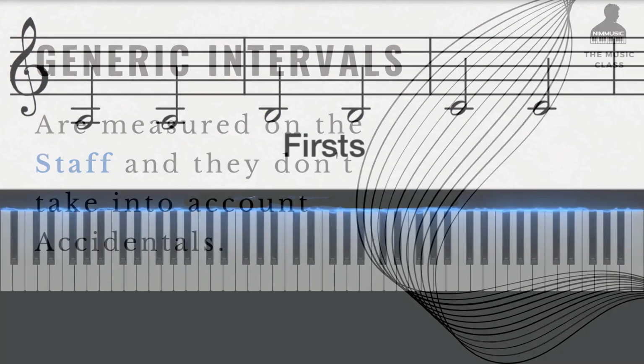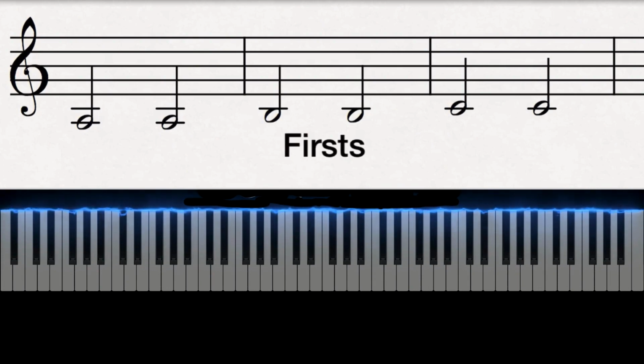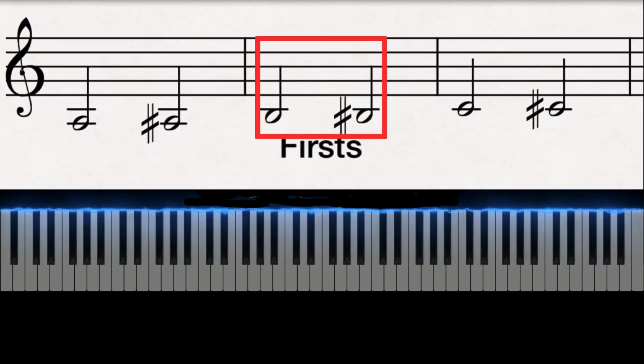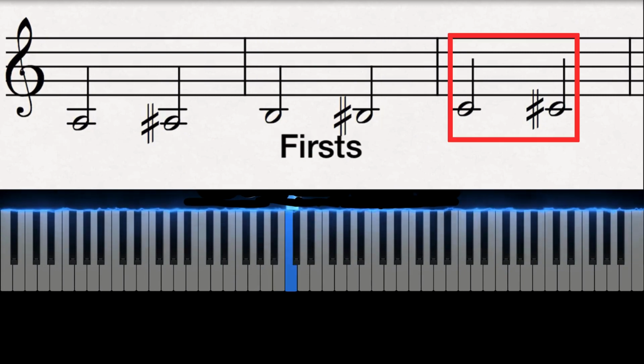Let me show you. When two notes occupy the same line or space on the staff, they're considered firsts. So A to A is considered a first, and B to B is a first. C to C, also a first. As I said, accidentals are ignored. So A to A sharp is also a first, as is B to B sharp, or C to C sharp, and so on.